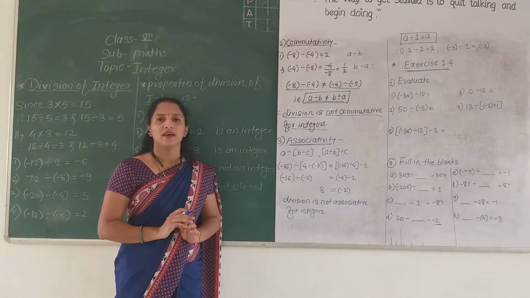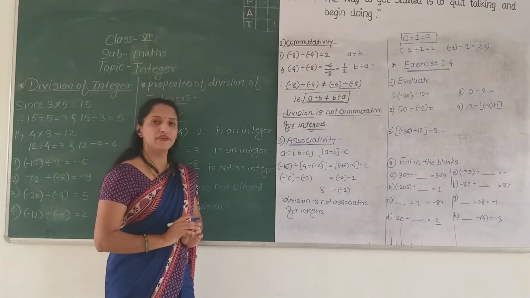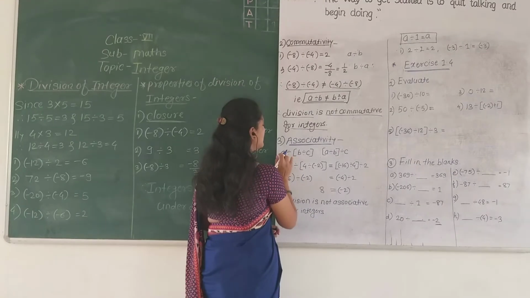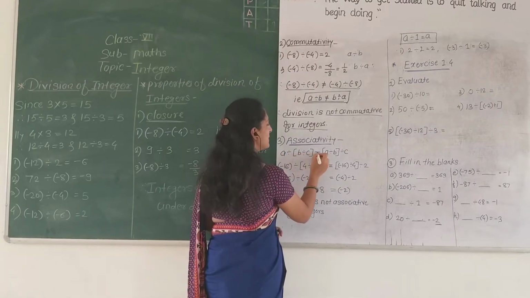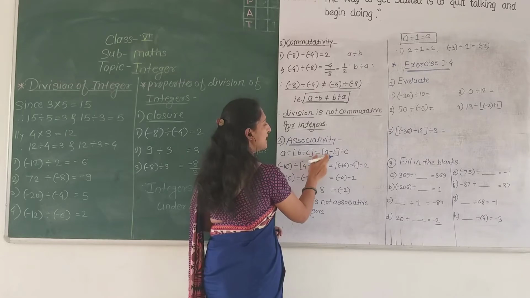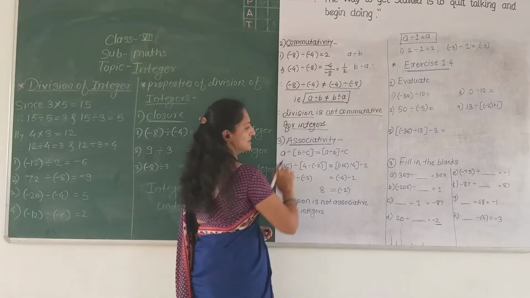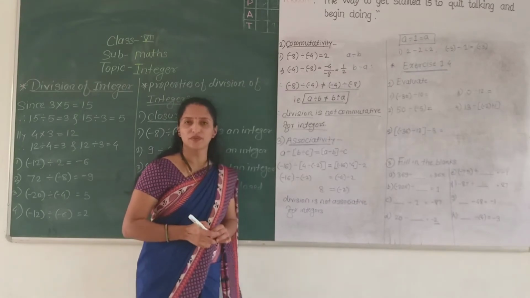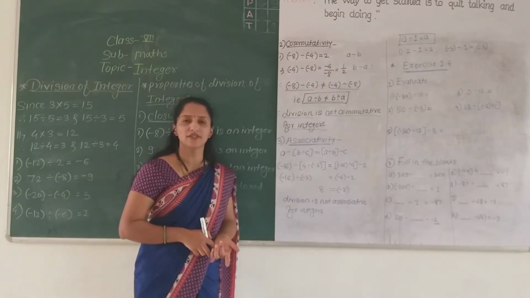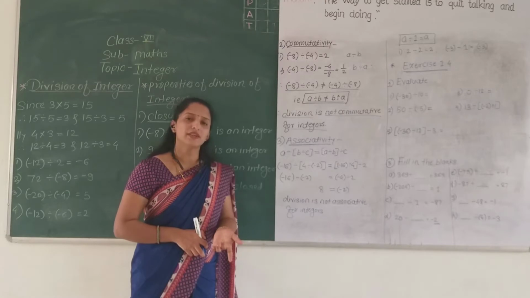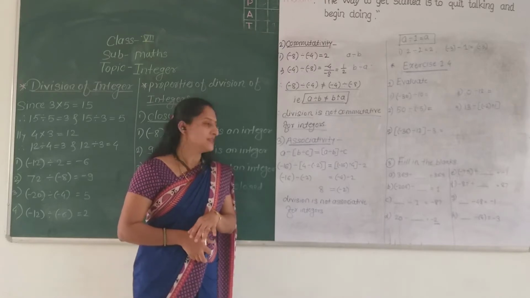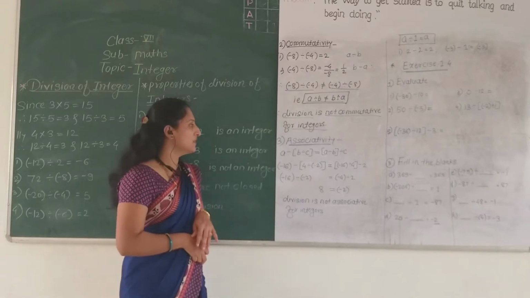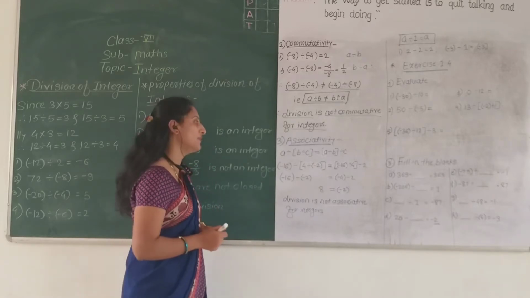Okay. Now let us check the associativity property. For this we have to check whether (a divided by b) divided by c is equal to a divided by (b divided by c). That is division of 3 integers. If we change the grouping, then what will happen? We just have to check this in the case of associativity of division of integers.